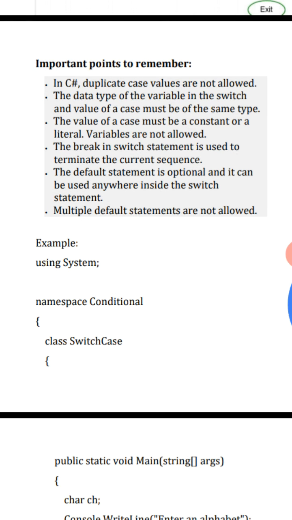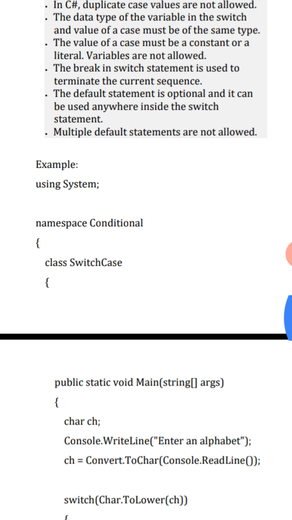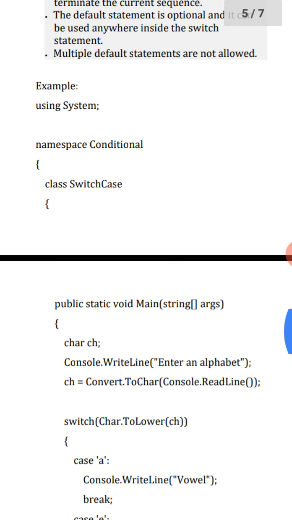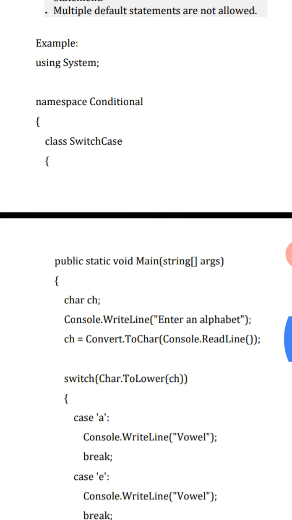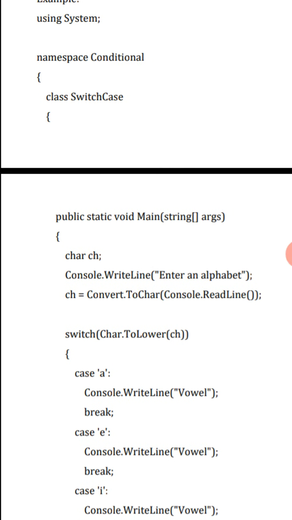See the example. Using System; namespace conditional, open the curly, class SwitchCase, open the curly, public static void Main(string[] args), then open the curly, char ch. ch is a variable, char is a data type. Then see the print line, Console.WriteLine in bracket, "Enter an alphabet". ch is equal to Convert.ToChar(Console.ReadLine()). ReadLine is used for reading the line.